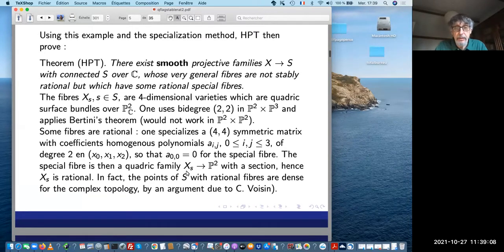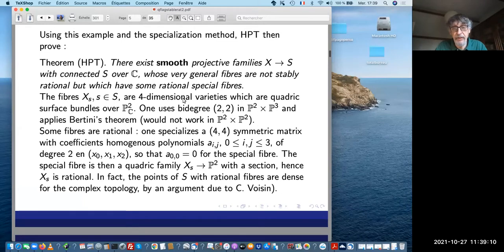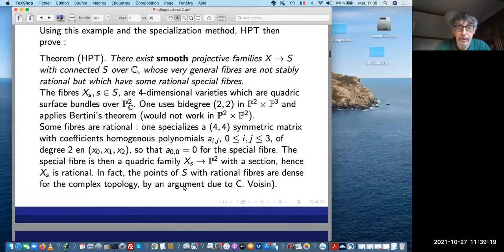Okay. In fact, Voisin proved that in such families, the set of points in S where the fiber is rational is dense for the complex topology. So you have this family where the points where the fiber is rational are dense in S, but the very general fiber is not stably rational.